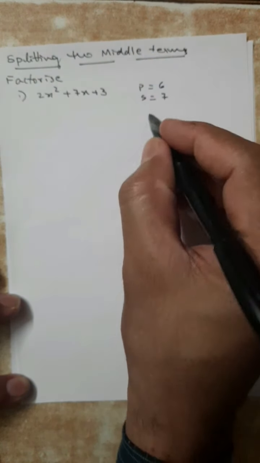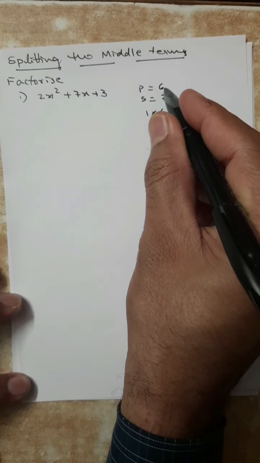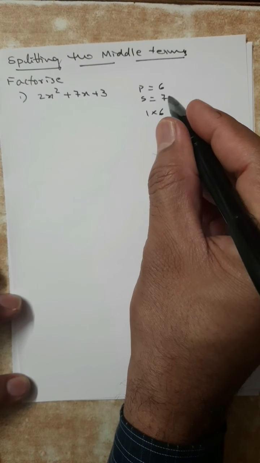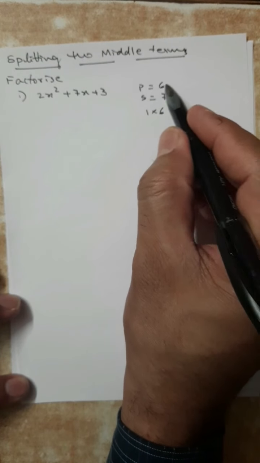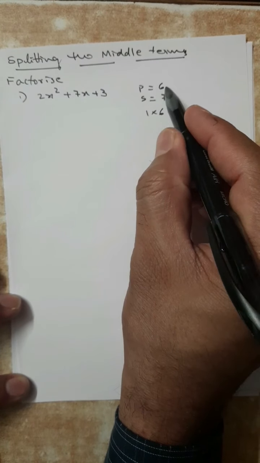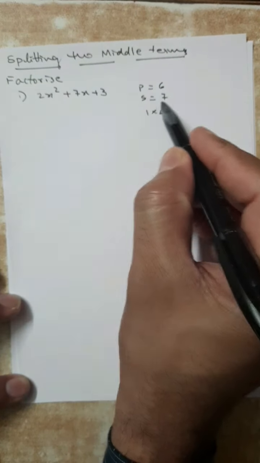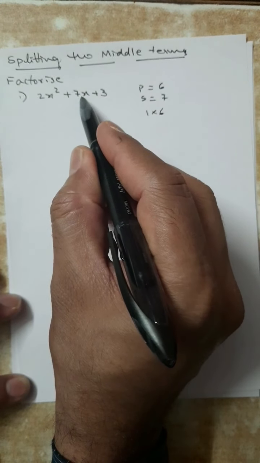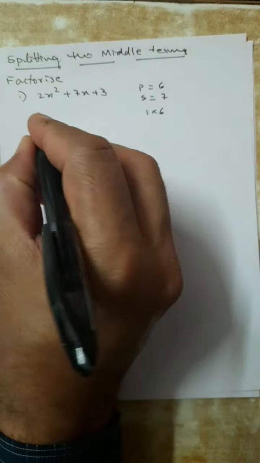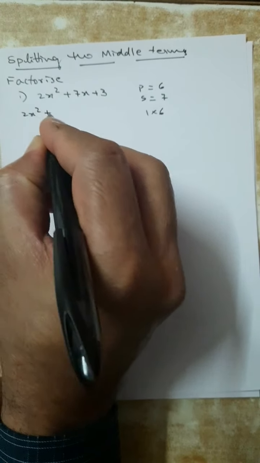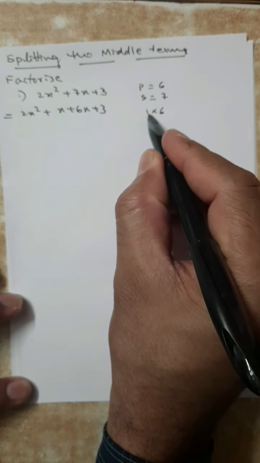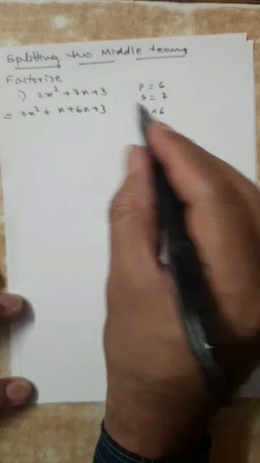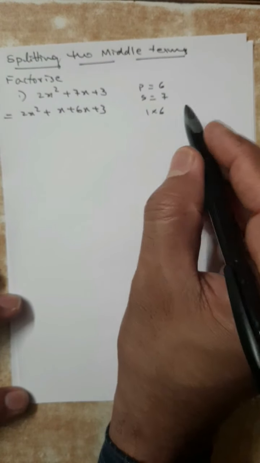So two numbers are needed. We know 1 into 6 is 6. Product okay. 1 plus 6 is 7. That is also okay. So our aim is to search and find two numbers whose product is 6 and sum is 7. Why 6? 2 into 3. Why 7? The coefficient of x. So this can be written as 2x square plus 1x plus 6x plus 3. 7x is broken into 1x and 6x.